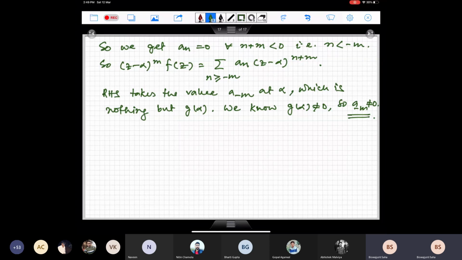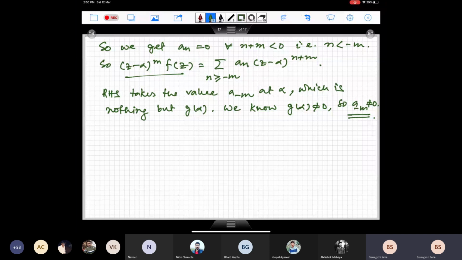We get that this quantity is not equal to 0. Okay, so what did I say? Here (z minus alpha) power n times f of z is written in terms of a power series. That power series, of course, defines a holomorphic function. G is a holomorphic function.